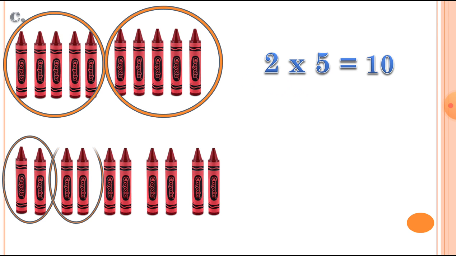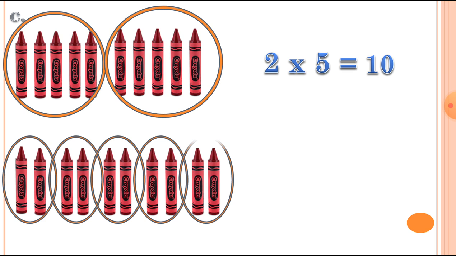Now let's make another group. Group 1, 2, 3, 4 and 5. So in total there are 5 groups. So our first digit will be 5 and each group has 2 crayons. So we have to write this way that 5 groups, each group has 2 crayons. 5 twos are 10. This way we can write down the multiplication fact.